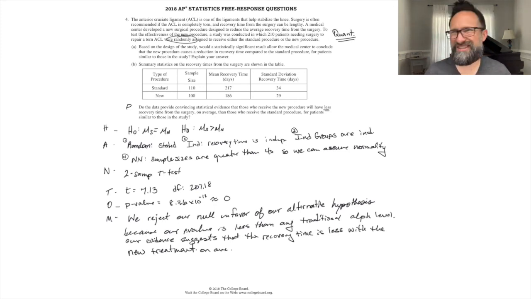Part 3, or step 3, is all the mechanics, all the numbers. Did you get those right? My t-score was 7.13. My p-value was essentially 0. It was 8.36 times 10 to the negative 12. Approximately 0, right? That's insanely small. I wrote down my degrees of freedom as well, 207.18. I don't think that was absolutely necessary, but I would write it down just to be safe. Most of the time it's not required.